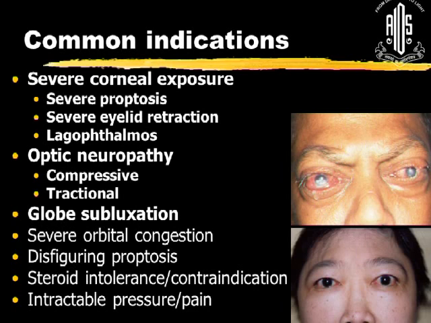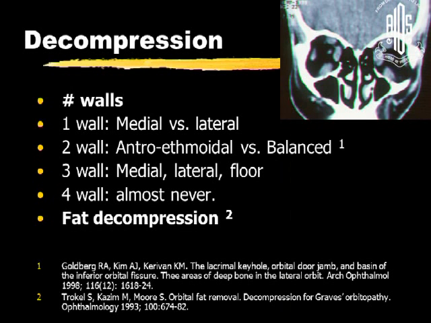And these are the various indications for orbital decompression. You can do one wall alone, which could be either a medial wall or a lateral wall alone. Generally, we use a medial wall for compressive optic neuropathy. Lateral wall is not for compressive optic neuropathy, but you want to get anywhere from 3, 4, 6 millimeters of decompression. We tend to use a 2-wall decompression as a shift towards quote-unquote balanced decompression.